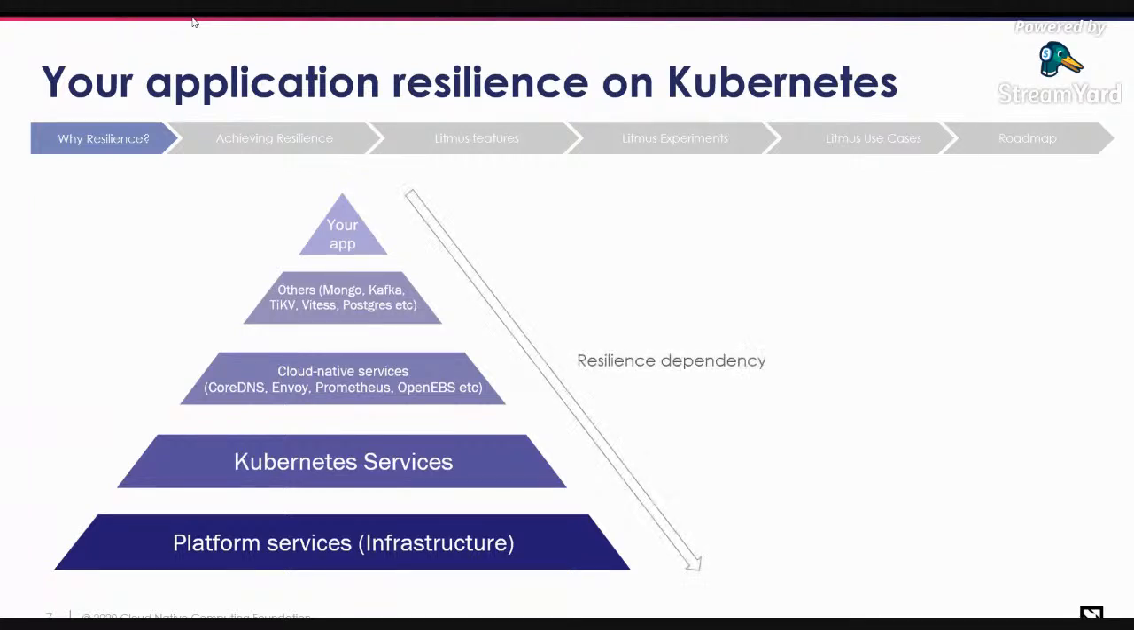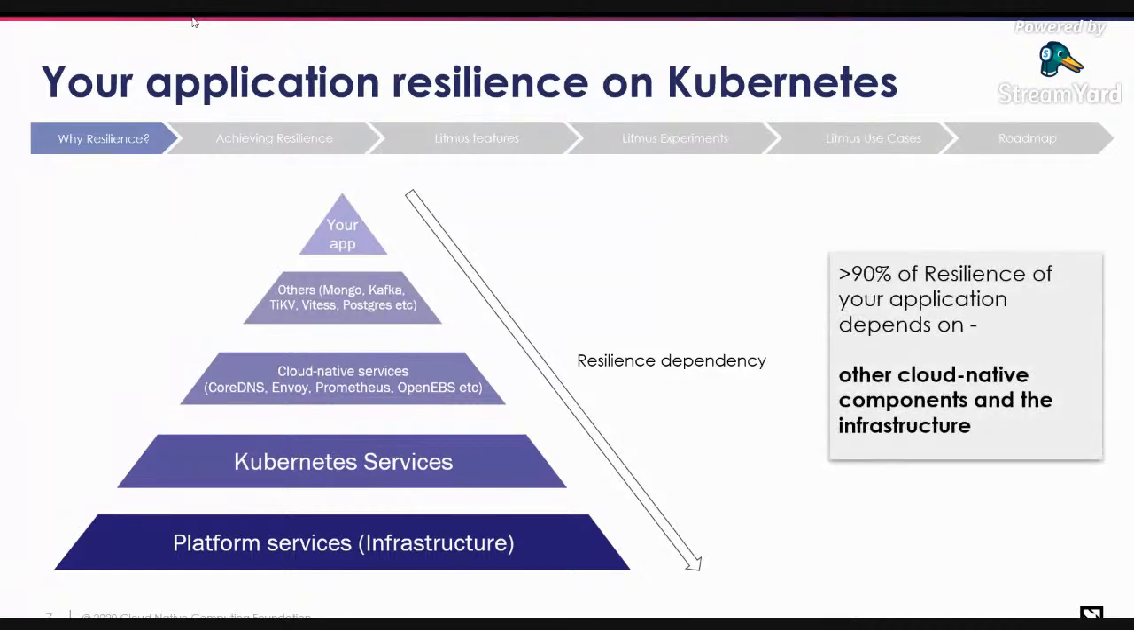So resiliency is not really dependent upon your application; rather, it gradually moves down the pyramid. The further below we go, the more the resiliency dependency increases. So as I said, 90% of the resiliency depends upon the other cloud native components or parts of the infrastructure, more than your application.